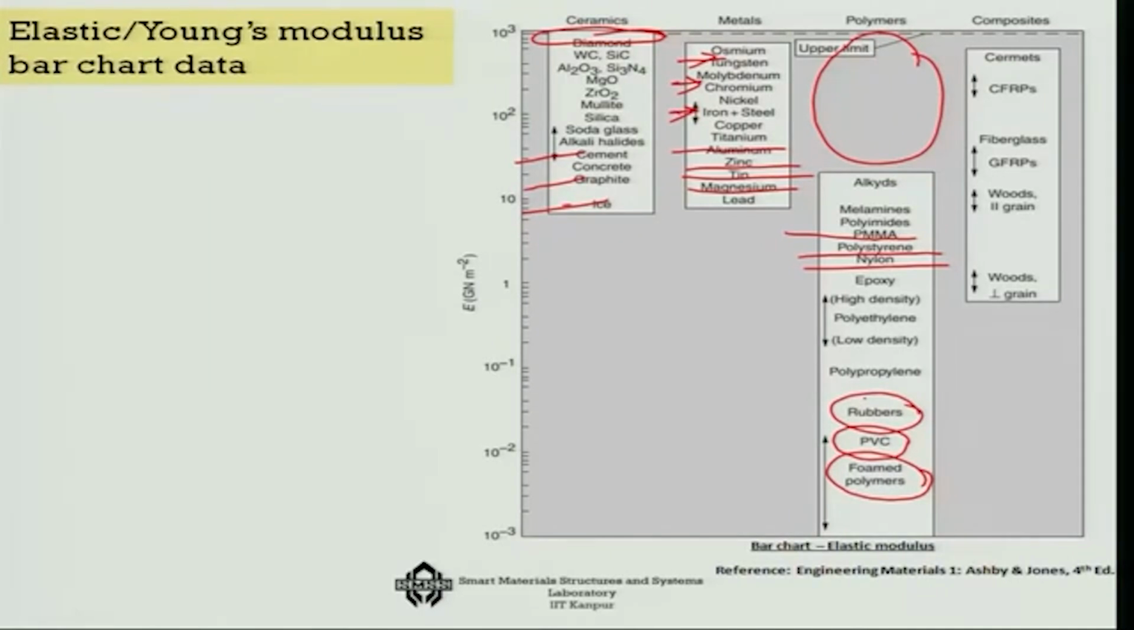Then if you look at the composites, the natural composites are generally softer, something like woods, etc. But the man-made synthetic composites actually have a modulus of elasticity which is comparable with the metals, CFRPs, fiberglasses, etc. So that is why composites are replacing the metals wherever high stiffness is required. So, that is a comparison chart which you can keep in your mind.